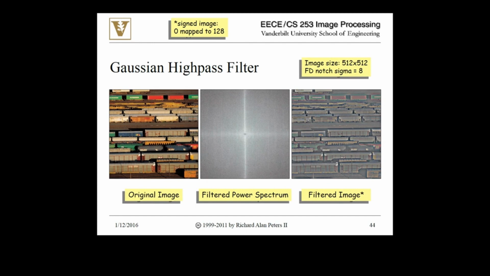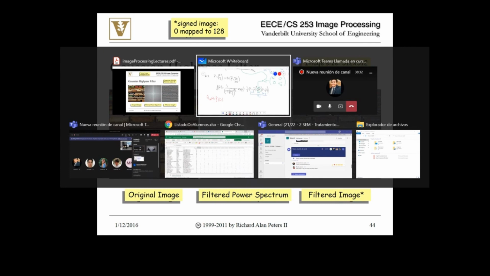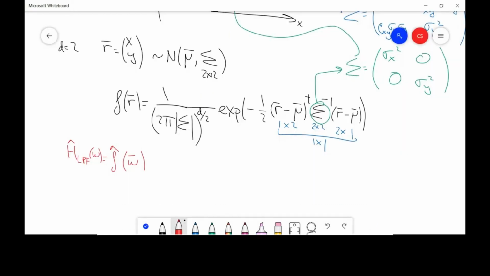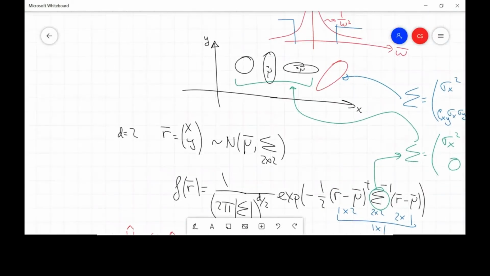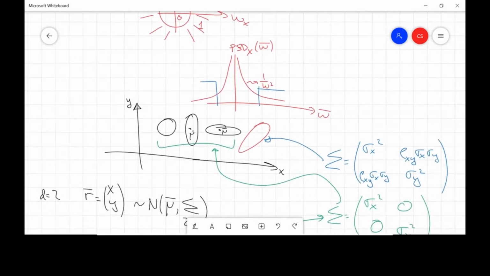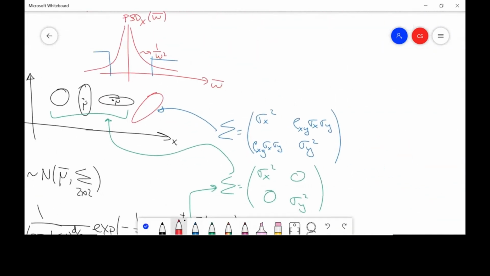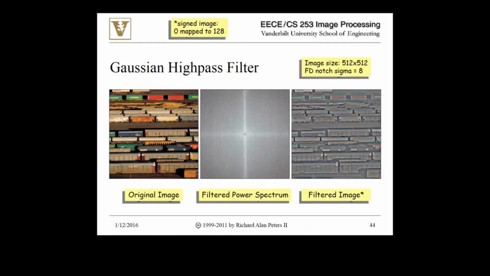You may connect this idea that we had before. The same applies here. So now we are using a Gaussian filter, but the idea is the same. So this Gaussian filter is removing the low frequency. So it depends how wide this Gaussian is. You're removing more or less energy from the image.